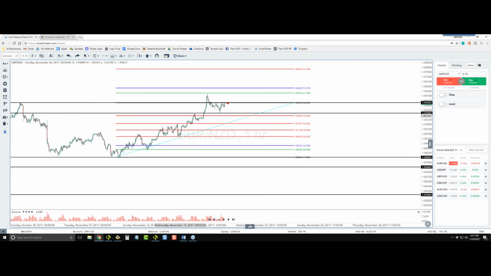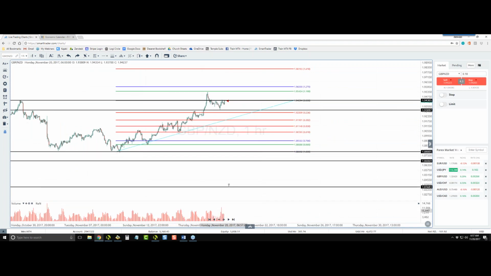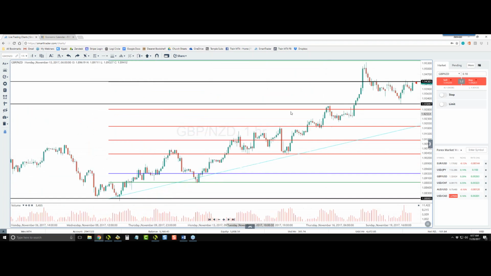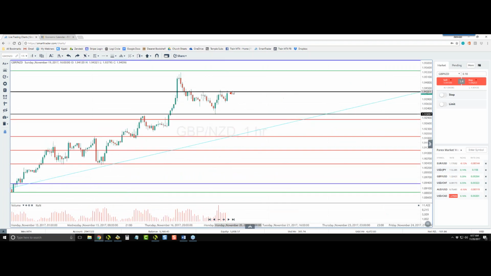Sorry, still trying to form a narrative here of what's going on with the British pound, New Zealand dollar, because we're kind of at a critical part here, if you notice. Because we're at this previous support and resistance line right here, and we're touching it again.